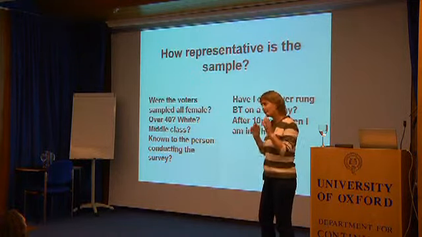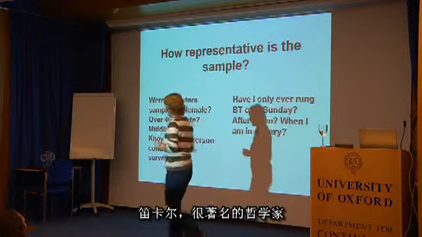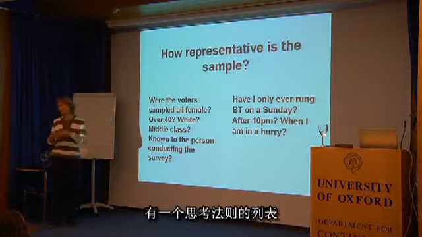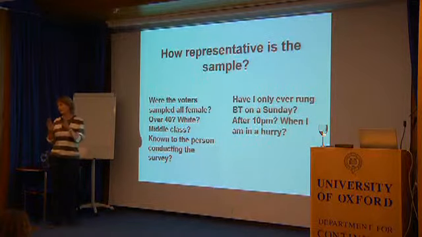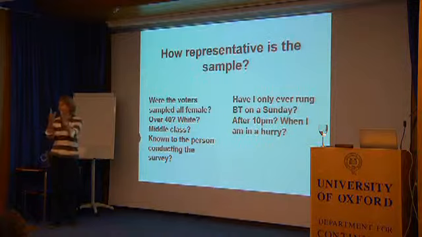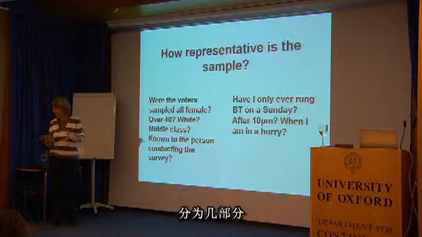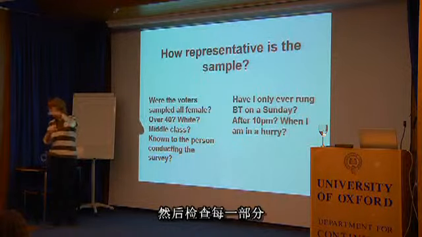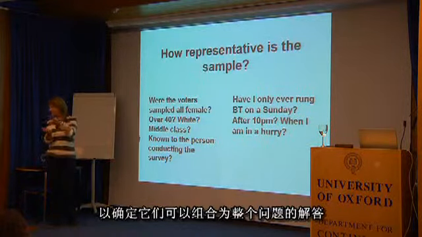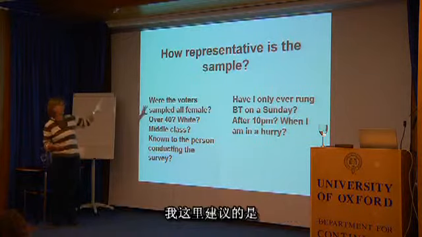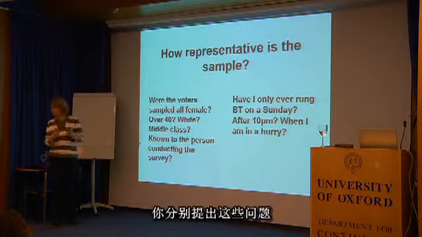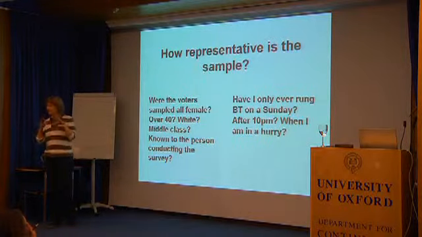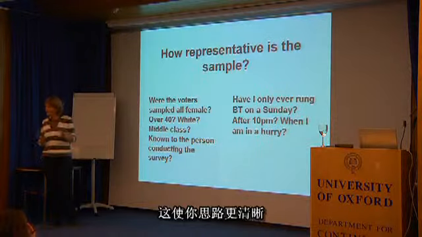See what I mean? Descartes, very famous philosopher, brilliant philosopher, had a list of rules of thinking. And one of the things he said was that you should take any problem you have and break it up into its parts and then deal with each part separately, and then make sure that looking at each of the parts you can put together a solution to the whole. And what I'm suggesting here is you ask each of these questions separately so that you make sure that you ask all of them. And it just makes your thought clearer.